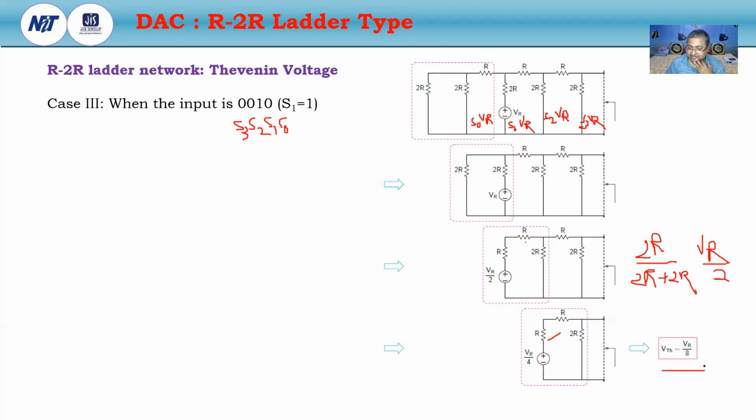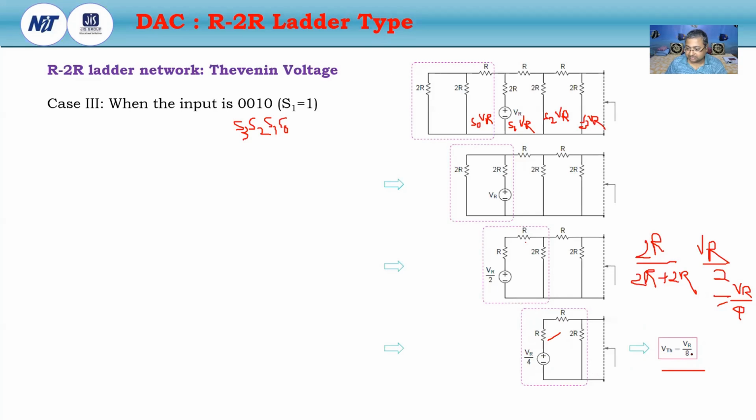So final VTH is R divided by R plus R, twice R. So twice R divided by twice R plus twice R into VR by 4. Here we will get VR by 4. So now this is put here. So this is R plus R twice R.